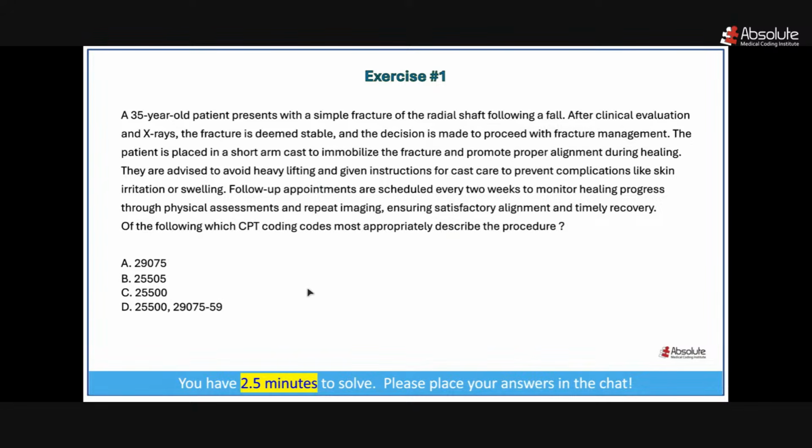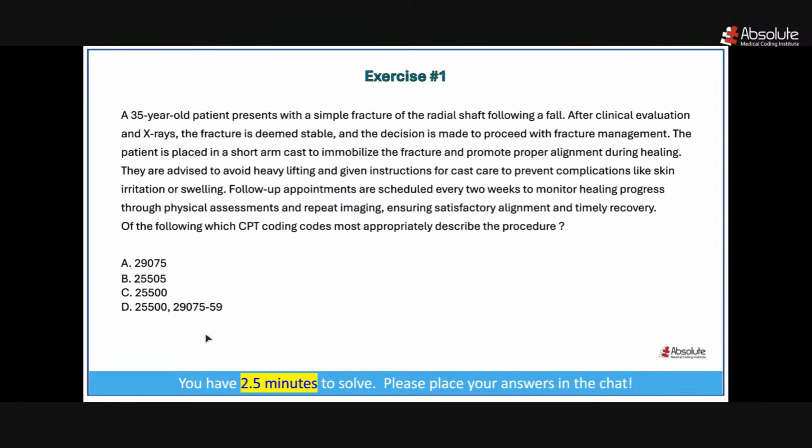Okay, here we go, coders. Of the following, which CPT code most appropriately describes the procedure? Option A, 29075. Option B, 25505. Option C, 25500. Option D, 25500, 29075 with a 59 modifier.